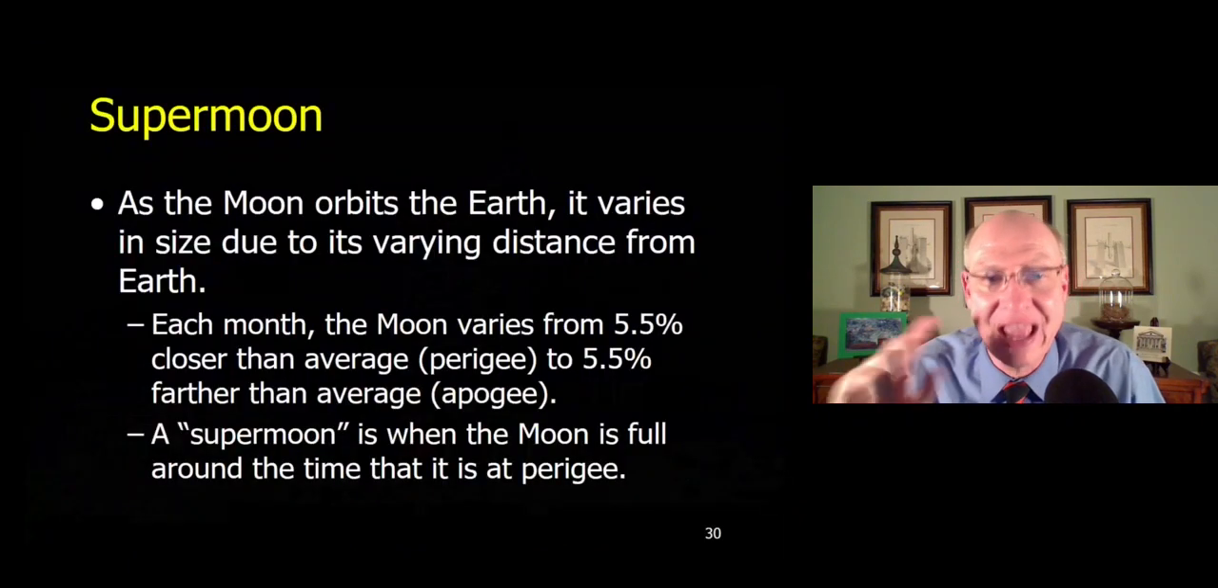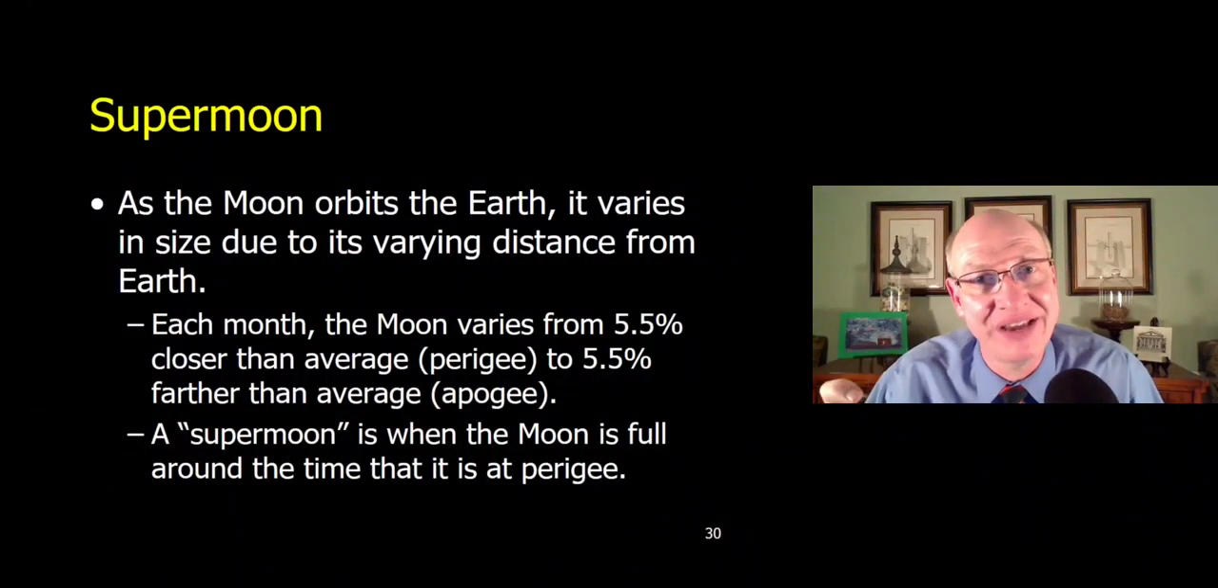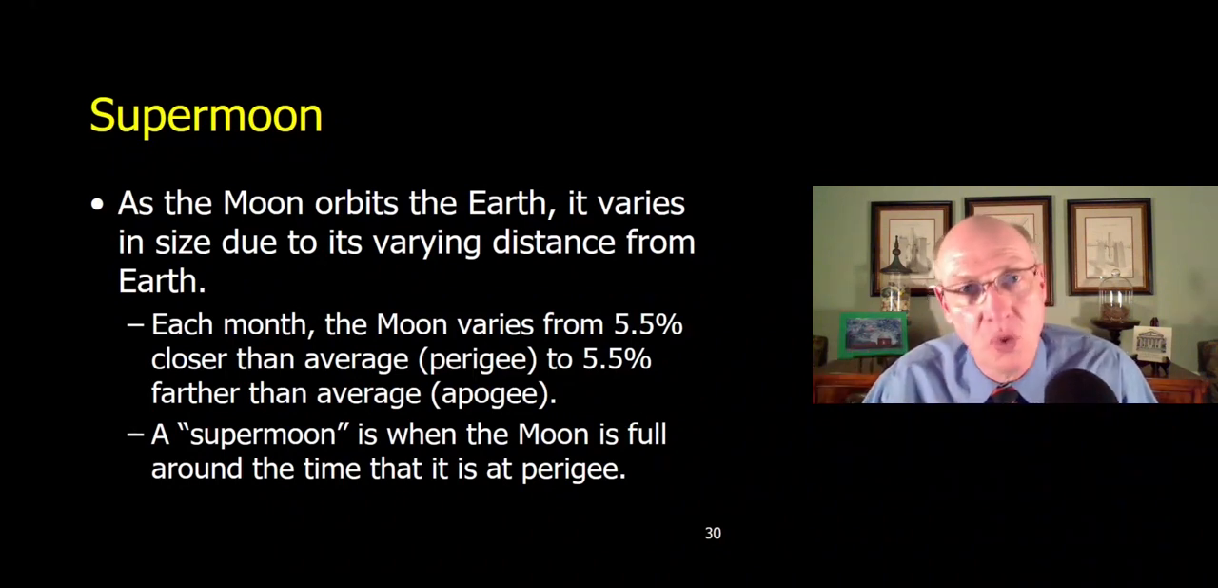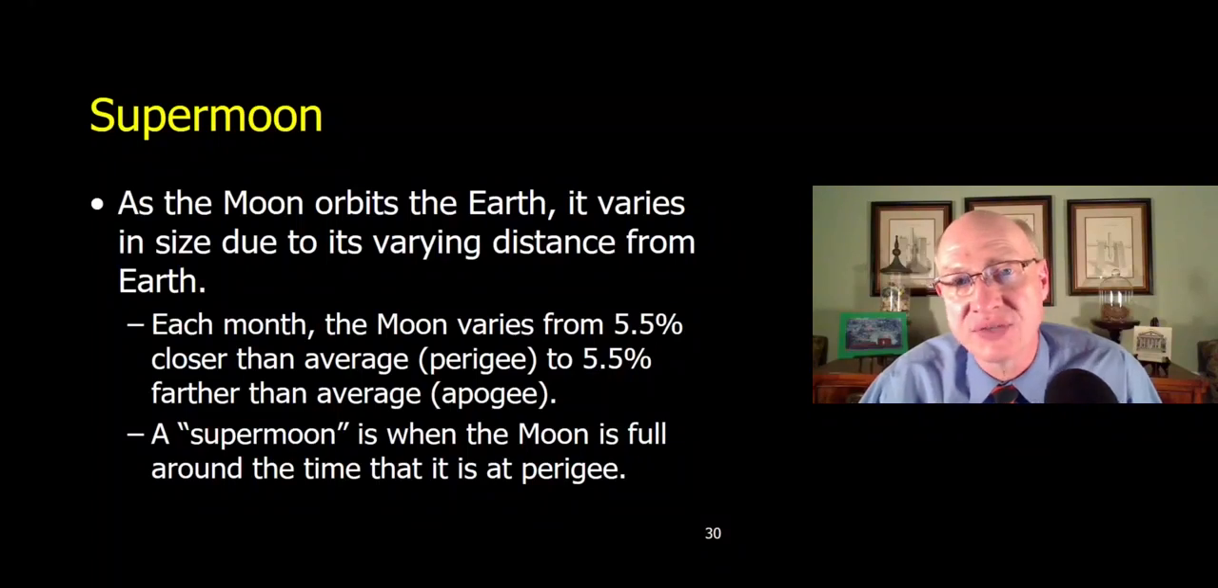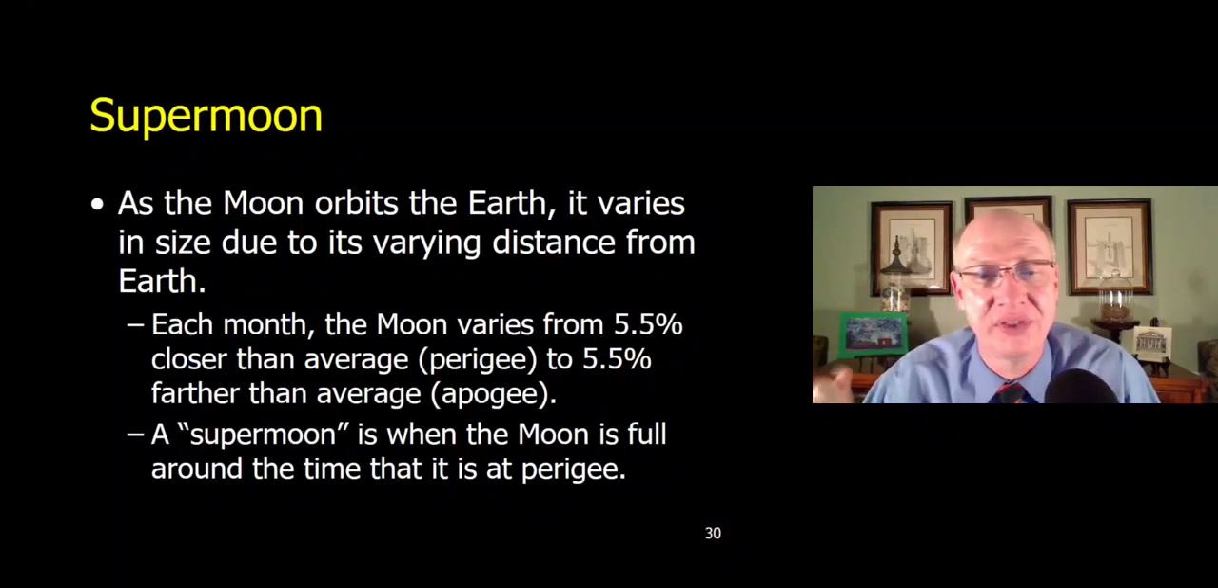So the first thing to know is as the moon orbits the Earth, its size varies as it gets closer to us and farther away from us. When the moon is closest to us, it looks a little bit bigger, and when it's farther away, it looks a little bit smaller. Now, the moon's orbit is elliptical enough that when the moon is closest to us, it's 5.5% closer than average, and when it's farthest from us, it's 5.5% farther than average. And a supermoon is officially defined as when the moon is full around the same time that it's at perigee, when it is closest to us. So perigee is when it's closer than average.